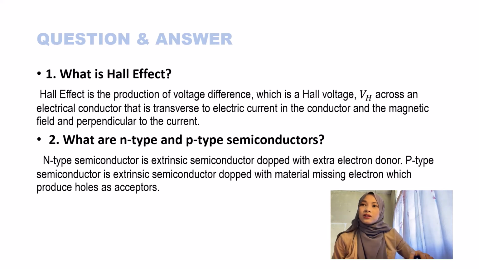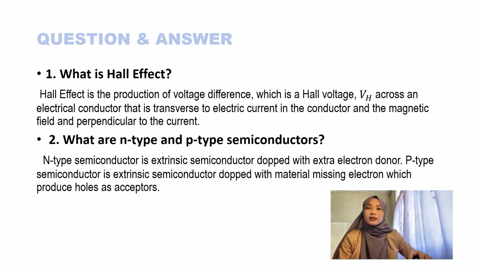First question is, what is Hall effect? Hall effect is the production of voltage difference, which is a Hall voltage VH, across an electrical conductor that is transverse to the electric current in the conductor and the magnetic field and perpendicular to the current.